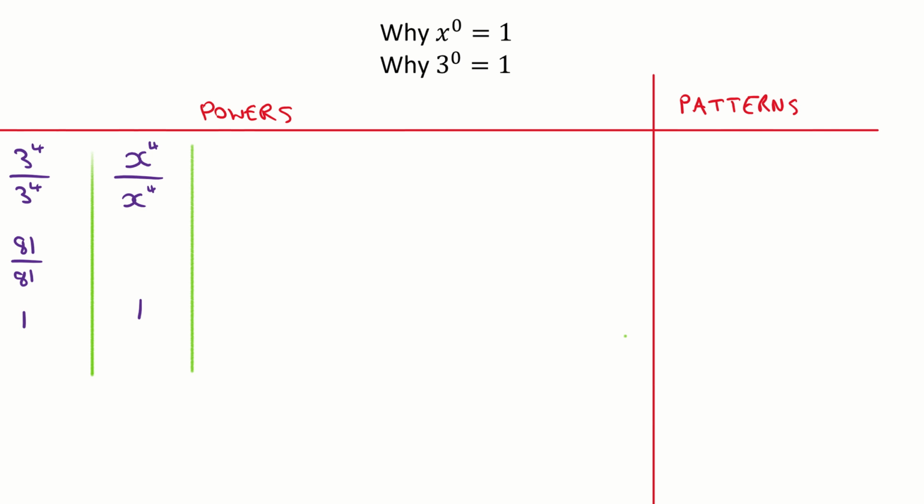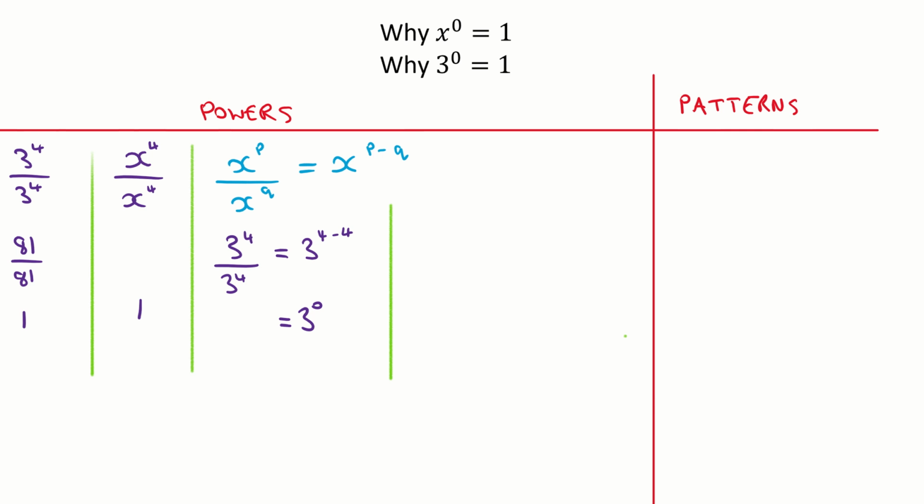So let's look at our rules of indices and logs, which tells us that x to the power of p, as I'm calling it, divided by x to the power of some other power, let's call it q, is the same as x to the power of p minus q. So let's look at our first example again. Our first example was 3 to the power of 4 divided by 3 to the power of 4. If we use our rules of logs now, that's going to be the same as 3 to the power of 4 subtract 4. And 4 subtract 4 is 0, so that's equal to 3 to the power of 0.